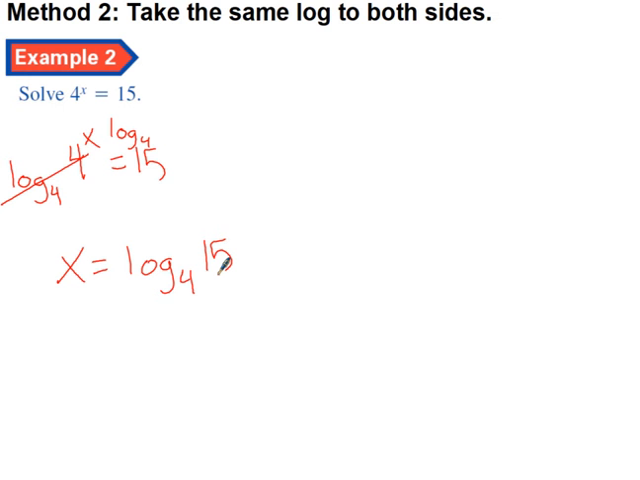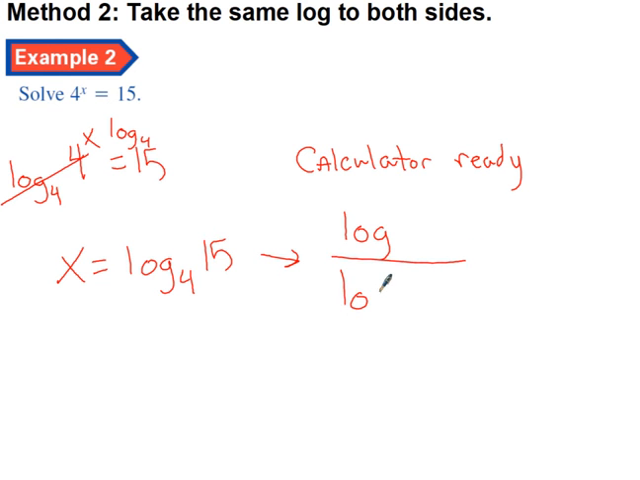So what you can do is make this, what I say, calculator ready, so you can actually type it into your calculator. What you do is you take the common log of 15, which is the number, over the common log of 4. Now, I would say that is calculator ready. So if on a quiz, test, or anything like that, it says leave it in calculator ready form, go right ahead. But if you want to calculate it out, you can.